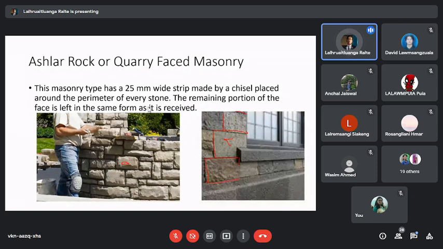So when he cuts in the desired shape, in rock or quarry face masonry, he does not do anything on the face part. He just leaves it as it is. That is why it's called quarry faced or rock faced. So more or less, it tends to retain the original form in which it is brought.